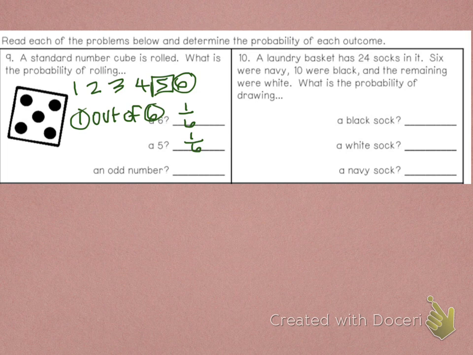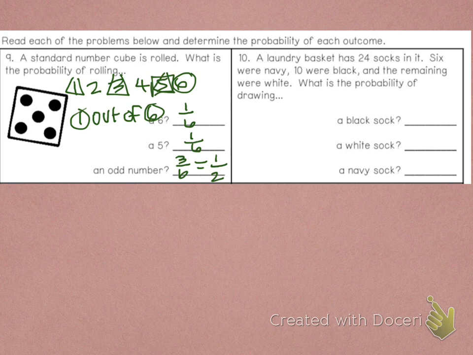How about rolling an odd number? So odd numbers, we have 1, 3, 5. So the probability of rolling an odd number would be 3 out of 6. But we always simplify our ratios. So 3 divided by 3 is 1, and 6 divided by 3 is 2. So the probability would be 1/2 on that one. Okay, so make sure you always simplify your ratios.